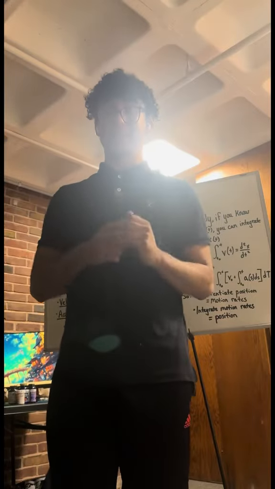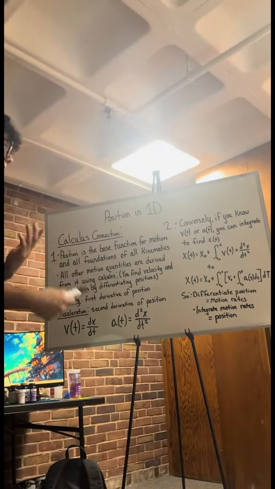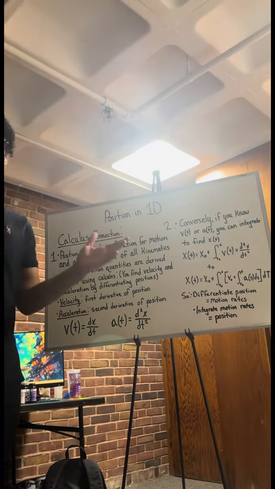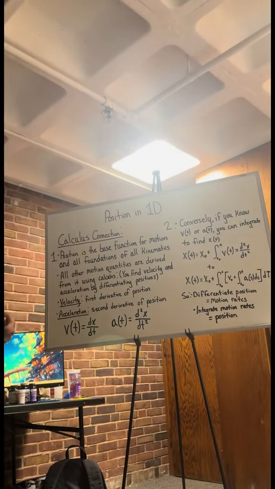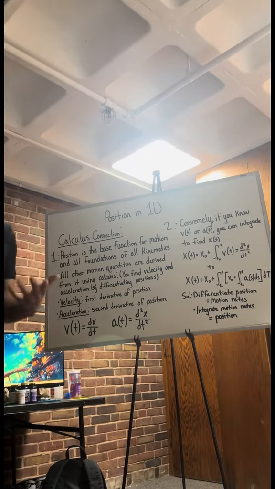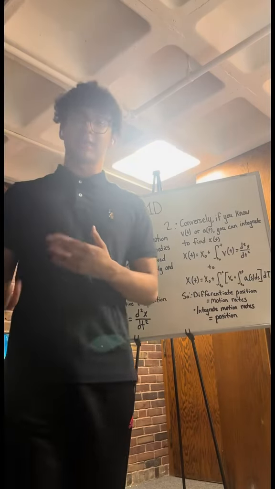So today we're going to be talking about position in one dimension, and we're going to be talking about the calculus connection. In the last video, we were mentioning the concept of position and the graphs, etc. But today we're going to be talking about the calculus connection. As you can see over here, position is the base function for motion and all foundations of kinematics. All other motion quantities are derived from it using calculus, like velocity and acceleration.